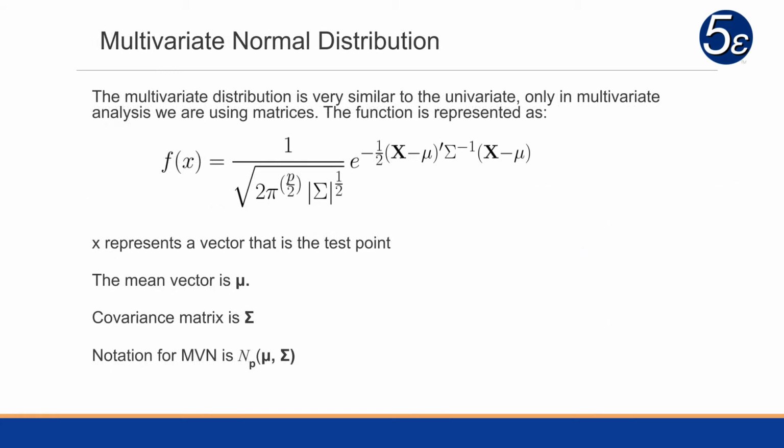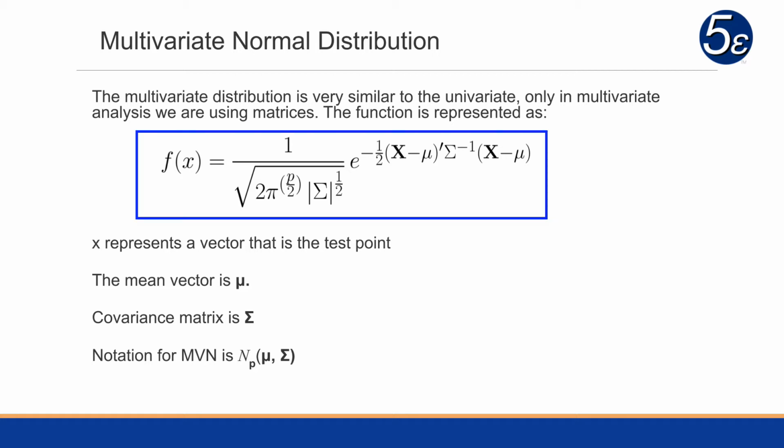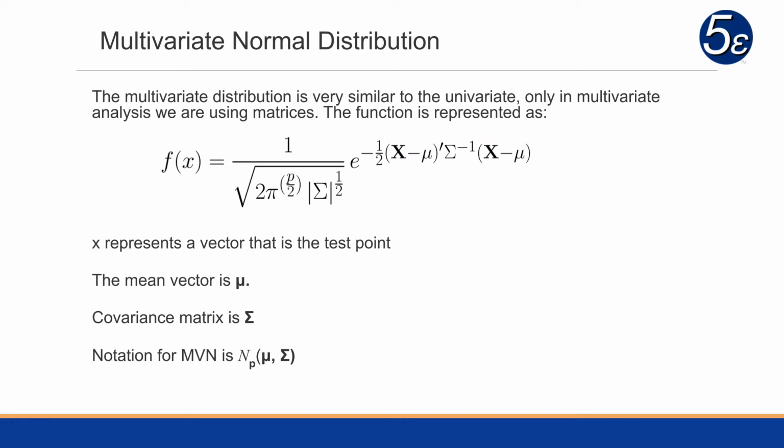Now, the multivariate distribution is similar to the univariate, only in the multivariate analysis we're using matrices. This function is represented as such, where x represents a vector that is our test point, the mean vector is mu, and the covariance matrix is sigma. And the notation for multivariate normal is N_p, which is normal distribution. The p stands for the number of dimensions, with a mean vector of mu and a covariance matrix of sigma.